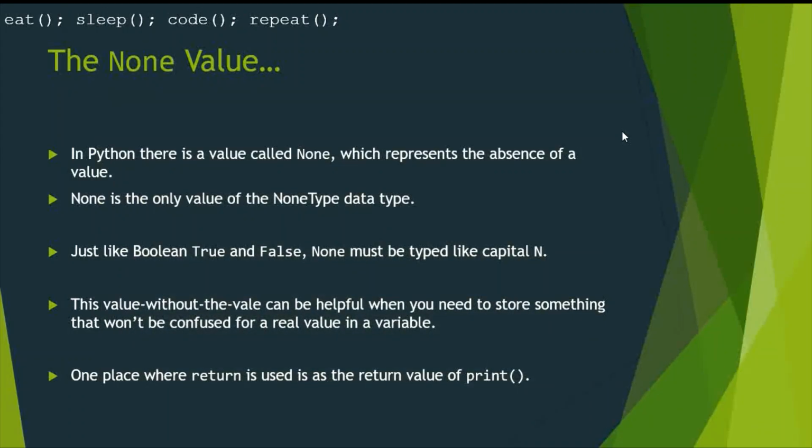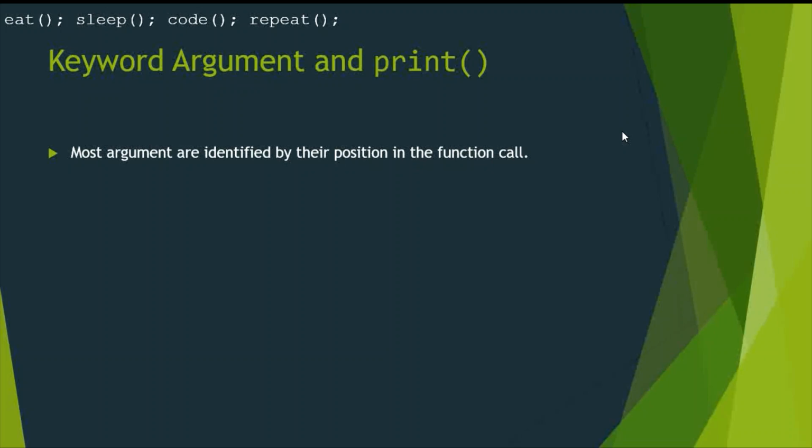It is not having anything. Moving forward, keyword arguments and print. Now most arguments are identified by their positions in the function call. When we call a function, we have some arguments and those arguments have specific positions.